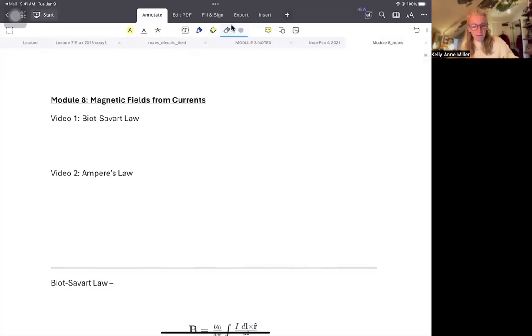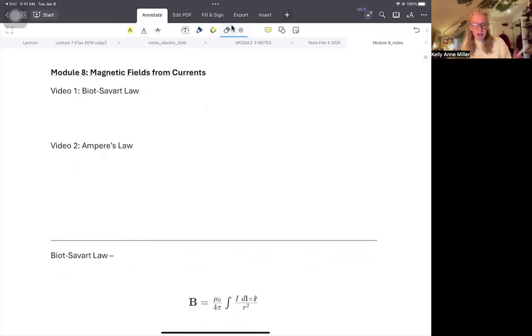Okay, so I'm going to make two videos this week. The first video is just going over the Biot-Savart law, which is the fundamental law that allows us to get magnetic field from current. The second one is called Ampere's law, and it does the same thing in a much easier way. It's a little bit like Gauss's law. It's a shortcut that allows us to avoid the complicated integration that is part of the Biot-Savart law.